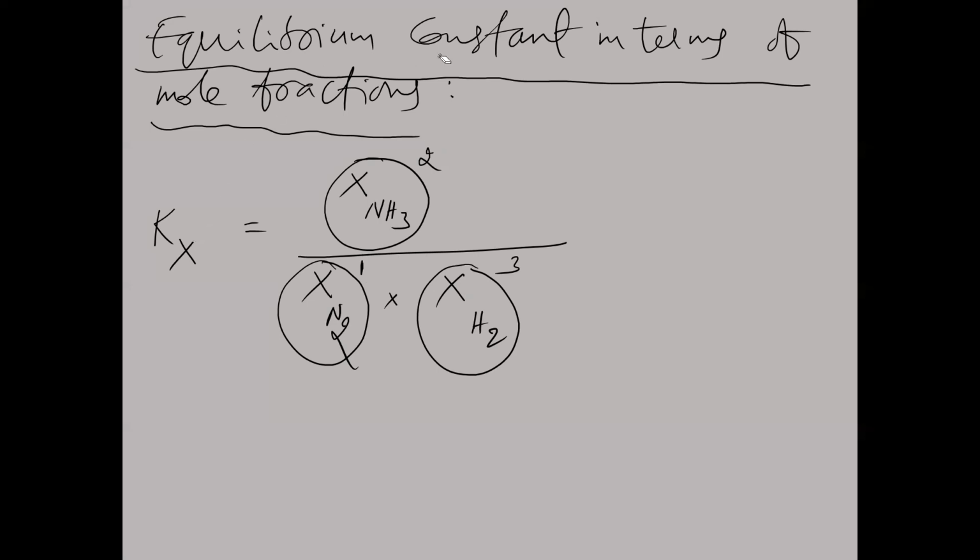Kx is what now here? Equilibrium constant in terms of mole fractions. Is that clear now? Now all these mole fractions at equilibrium, remember. The mole fraction of ammonia at equilibrium squared, the mole fraction of nitrogen to the power of 1 at equilibrium, and the mole fraction of hydrogen at equilibrium to the power of 3. All these mole fractions are at equilibrium only. So equilibrium mole fractions we have taken.